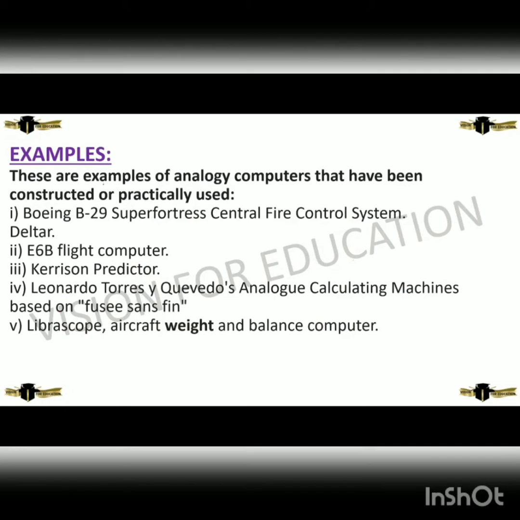Now let's look into some examples of analog computers that have been constructed and partially used. B29 super fortress central fire control system, E6B flight computer, Kerrison predictor, Leonardo Rossi analog calculating machine, gyroscope, aircraft weight and balance computer.